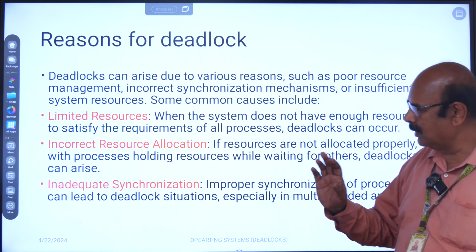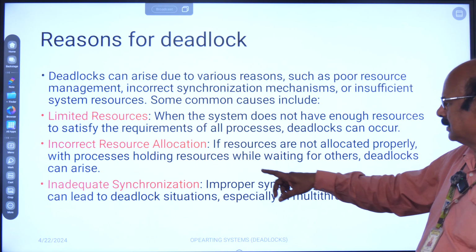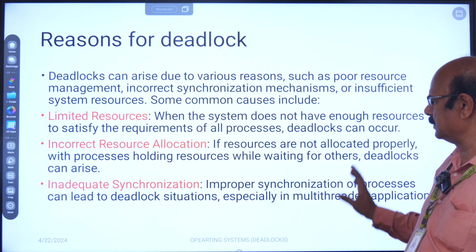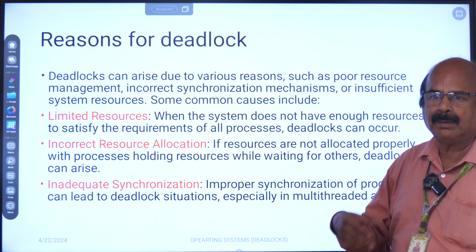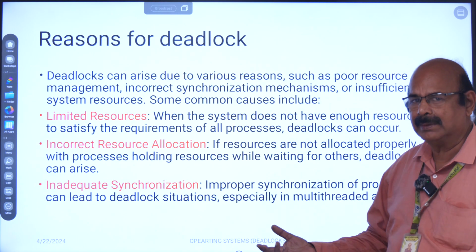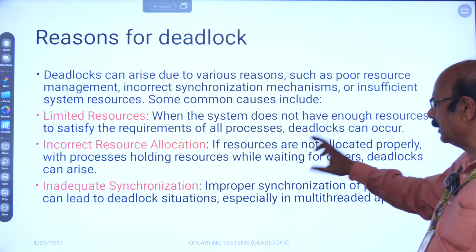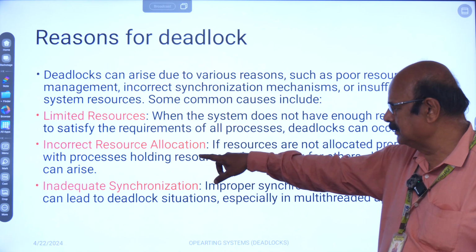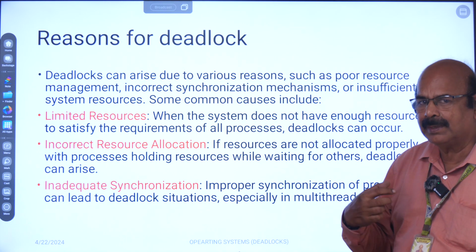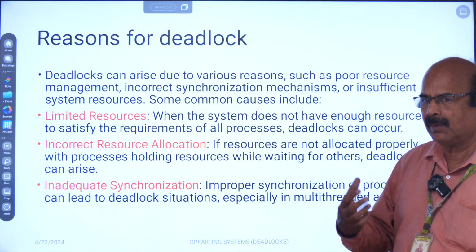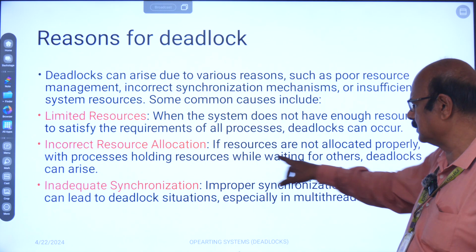Some common causes are there. See here, limited resources: when the system does not have the resources to satisfy the requirements, that is also one of the reasons. Another is incorrect resource allocation. The resources should be properly allocated to the process that is in need of the resource. If the resources are not allocated properly, a process holding resources may be waiting for others. Some processes will be holding resources even when they are not needed. That allocation is very much important here, so deadlocks can arise there also.